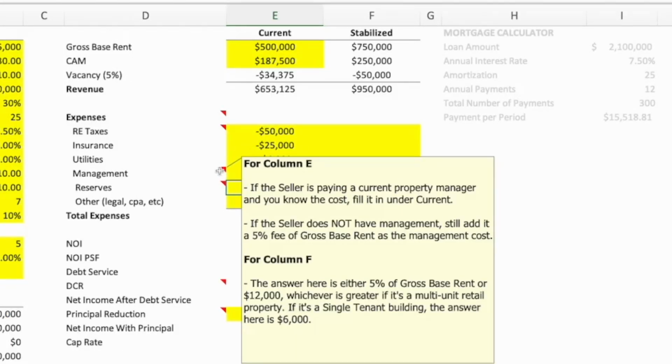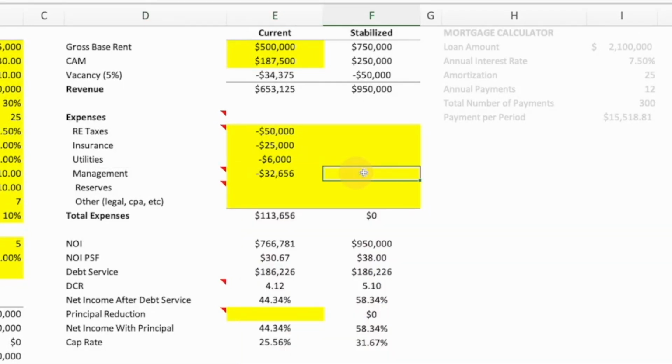On the management, it's important to know that if the seller is currently paying a property manager, fill the cost under current. If the seller does not have current management, still add a 5% fee of the gross base rent as management costs. Now, on column F, which is next to it, I put that the answer there is either 5% of the base rent or $12,000, whichever is greater, because it's multifamily, a multi-tenant building. If it's a single tenant building, the answer is $6,000. What I'm talking about is right here.